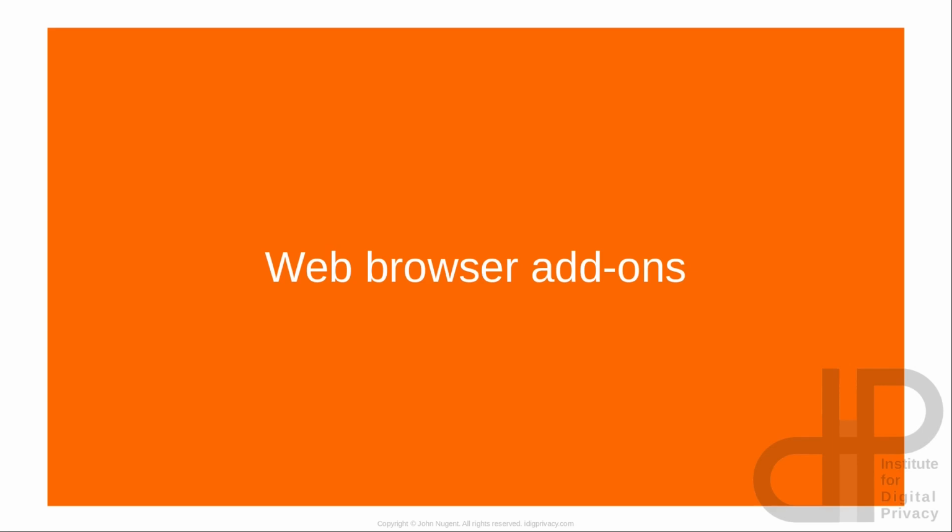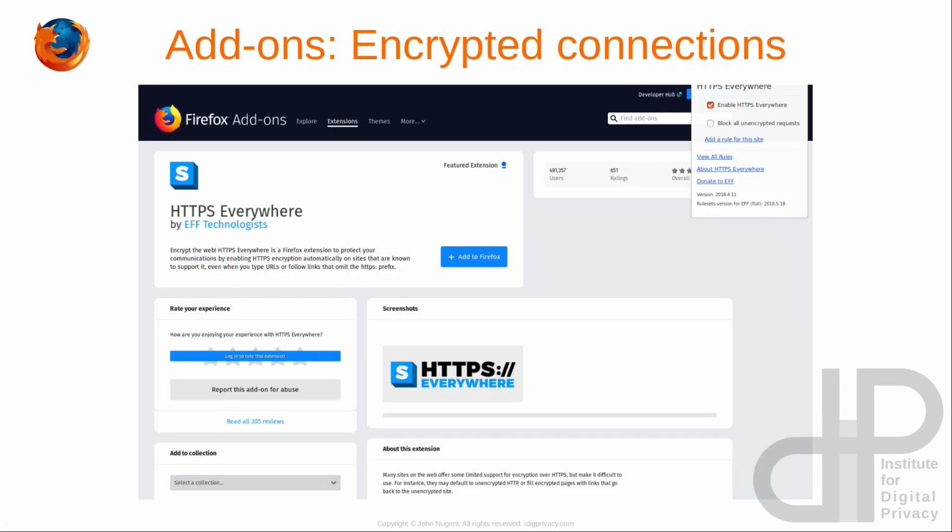Web browser add-ons should be used to add further privacy hardening to Firefox. These can be found in your Firefox preferences under Add-ons, and then Find More Extensions. All the suggested add-ons are free and open source software. As we know, encryption is a fundamental requirement for digital privacy.